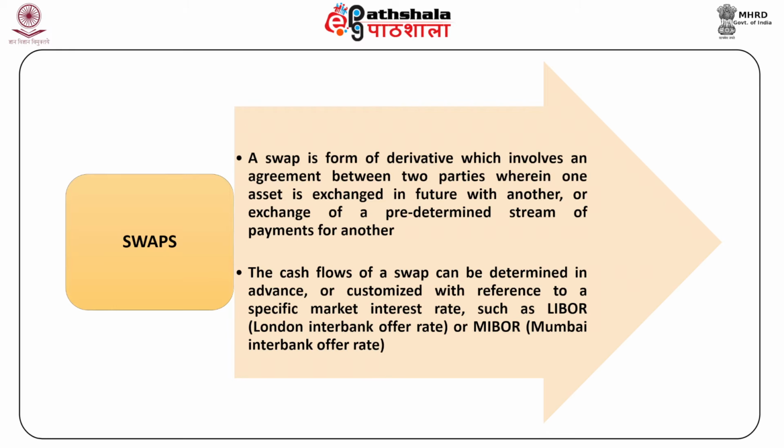The cash flows of a swap can be determined in advance or customized with reference to a specific market interest rate, such as LIBOR, that is London Interbank Offer Rate, or the MIBOR, that is Mumbai Interbank Offer Rate. At the time of settlement, a difference is to be paid by the party who is obligated to pay more at the settlement. There are two types of swaps, namely the interest rate swap and the currency swap.